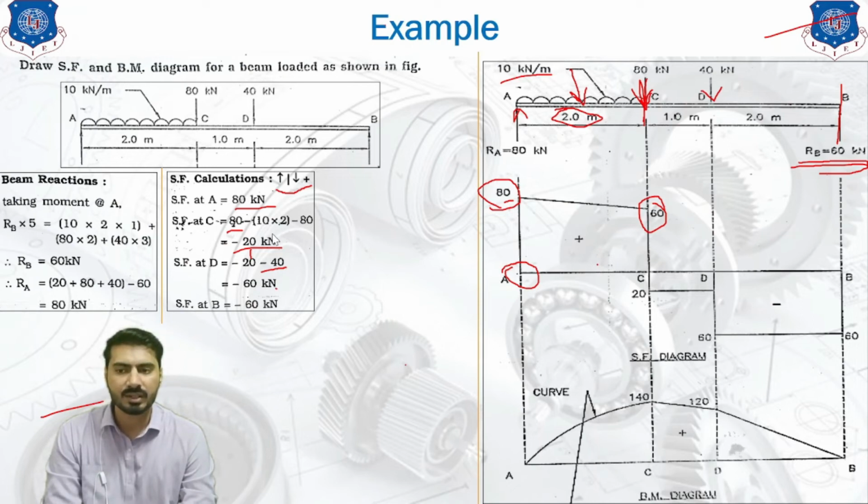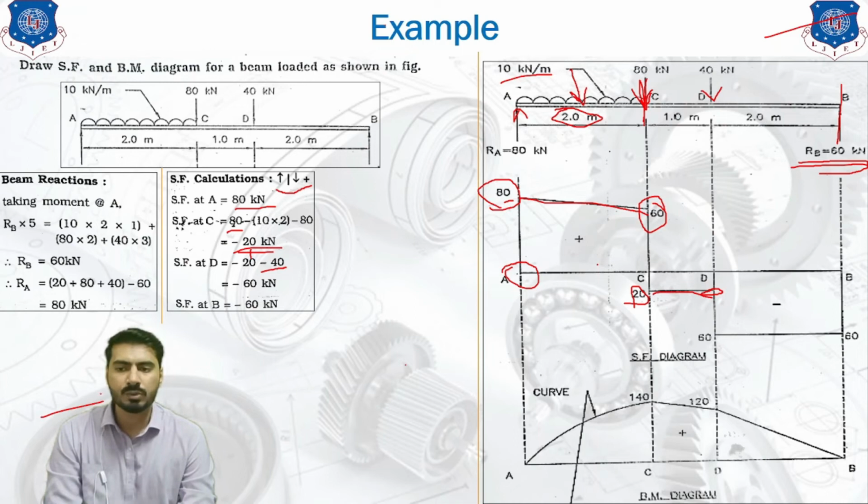And we got the answer as minus 20. So minus 20 is represented below the reference line over here. After that, we carry forward this position up to the D point. Why have we carry forwarded it? Because between the C and D, there is no UDL acting. If there is a UDL, we have to join the points using the inclined line. Now we are connecting the points with the horizontal line.